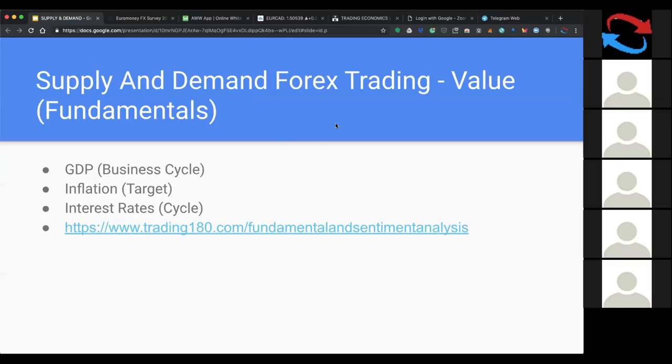But when it comes to fundamentals and value, these are the main 3 things we need to look at: GDP and the business cycle. Financial institutions will invest their money in a currency and a country that is in an expansion or boom phase, rather than a country going into a contraction, recession or bust phase. Then inflation and inflation targets. Central banks have a 2% target and really want to reach it, and the way they can do that is via interest rates and the interest rate cycle.